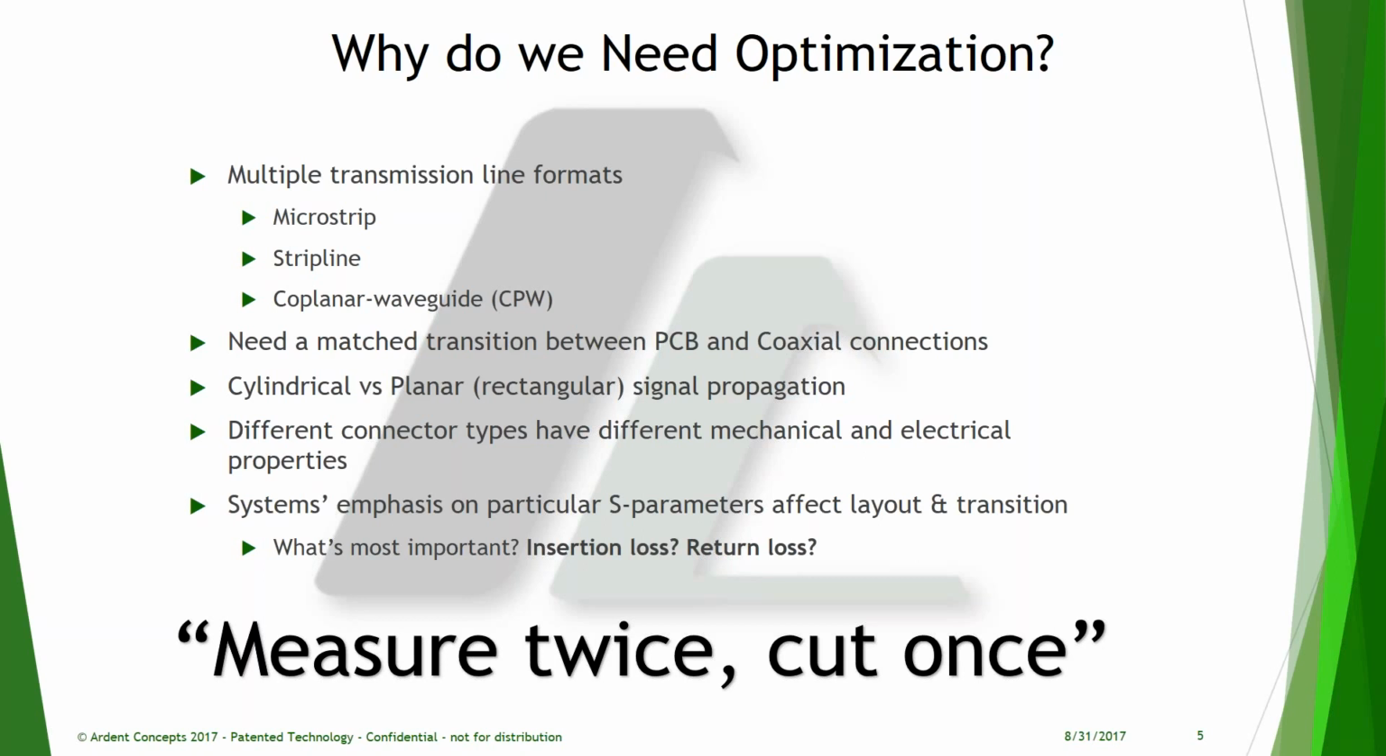The other thing that we want to look at is how something like a coaxial connector or a coaxial cable that has a cylindrical cross-section changes as it enters into a trace, which has a planar or rectangular signal form factor. Of course, different types of connectors do have different mechanical and electrical properties. So when we're talking about one competitor's or vendor's connector versus another, we need to understand that they all are treated differently, and we need to know how to work with them in order to optimize our systems effectively.